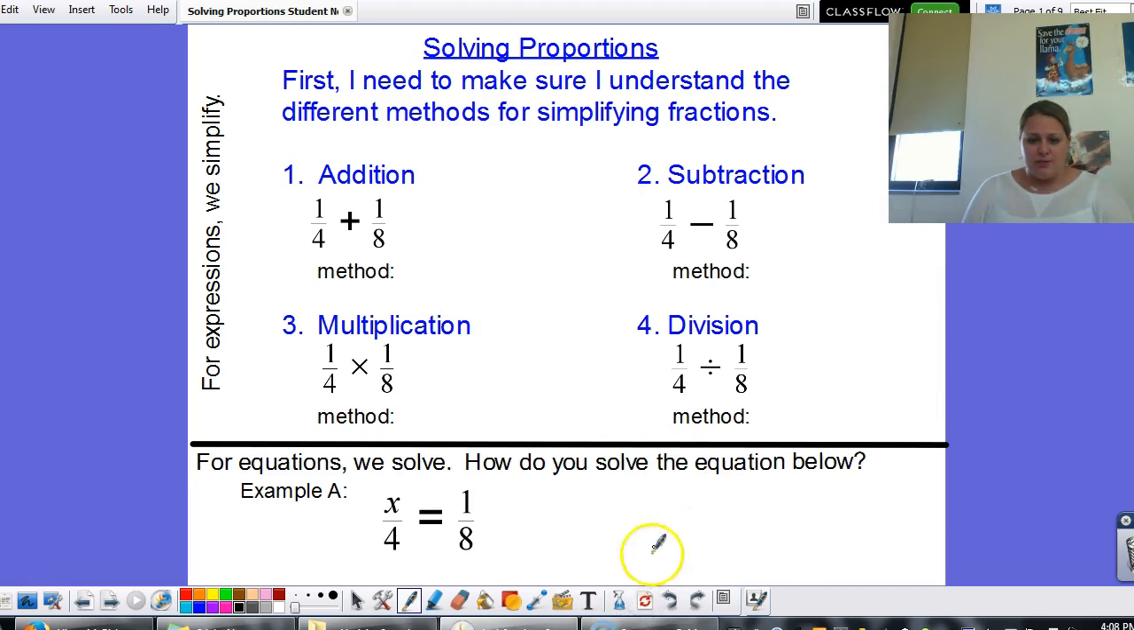So here's what I'm going to do. I'm going to clear this, and now I'm going to do it by what you know as cross multiplying. Cross multiplying 8 and x gives me 8x. Cross multiplying 4 times 1 gives me 4. Now what? Divide by 8.